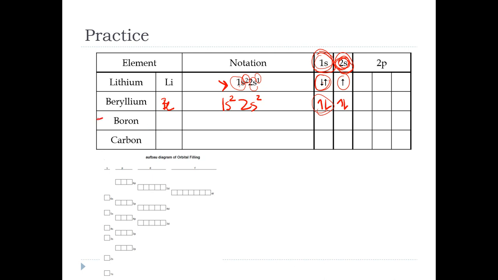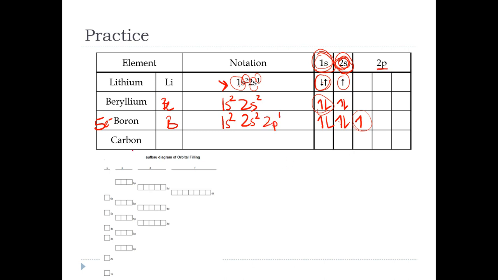Let's do boron. Boron has 5 electrons. Boron is just a B. 1, 2, 3, 4, 5. This is the electron configuration of boron. 2 electrons in the 1s orbital. 1s2. 2 electrons in the 2s orbital. 2s2. 1 electron in a 2p orbital.